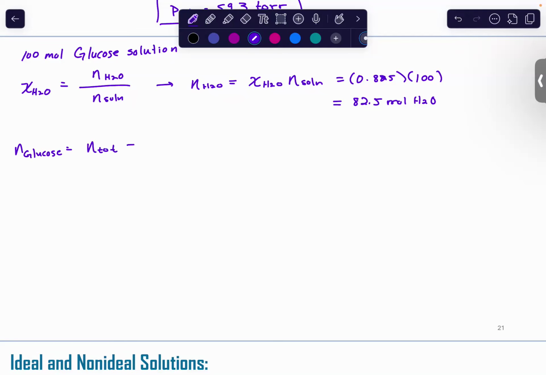Total moles minus moles of the water. So 100 minus 82.5 will give us 17.5 moles of glucose. We need this because that means we're going to put in 17.5 moles of NaCl.